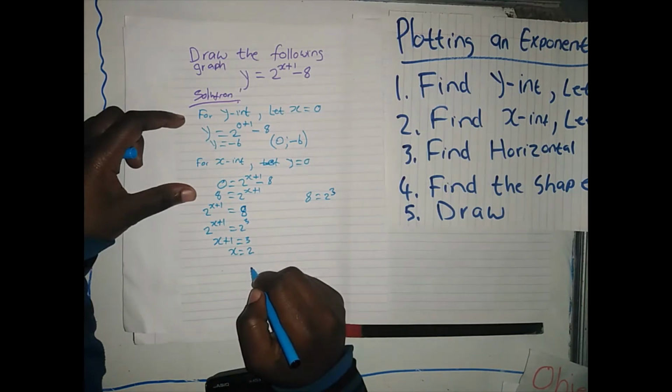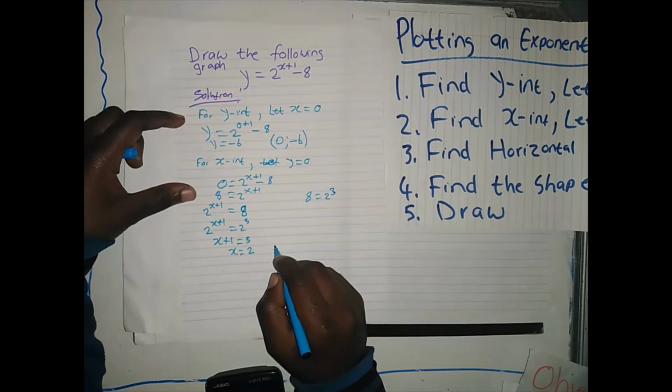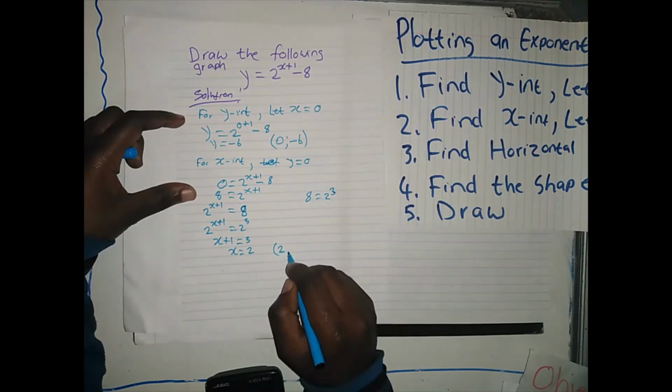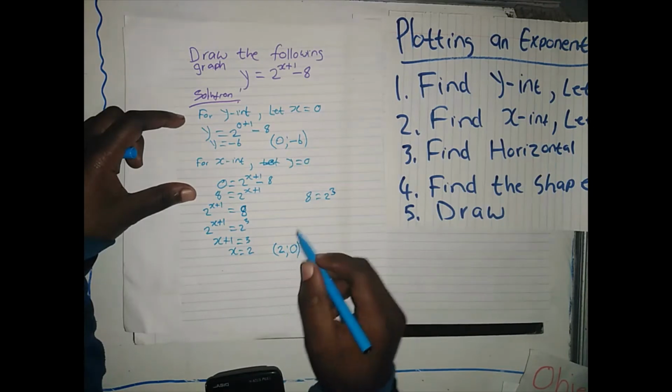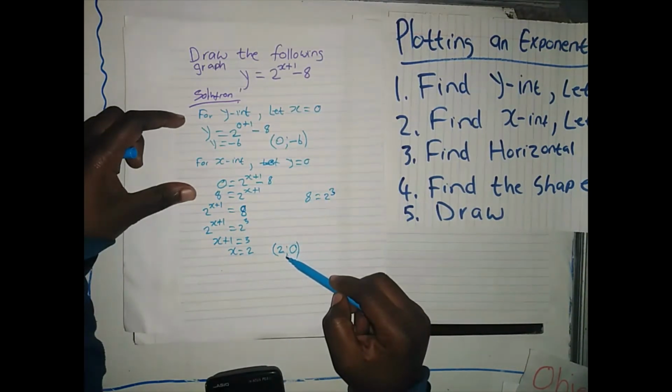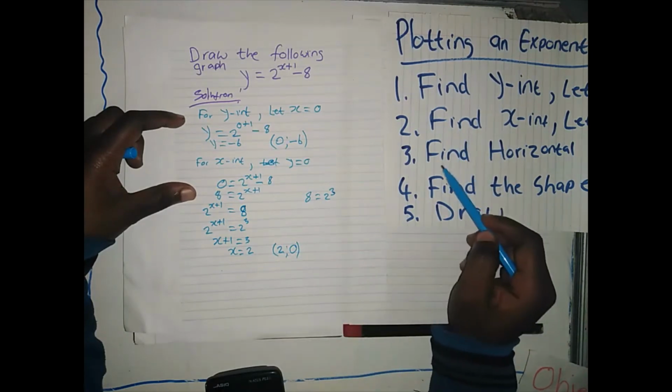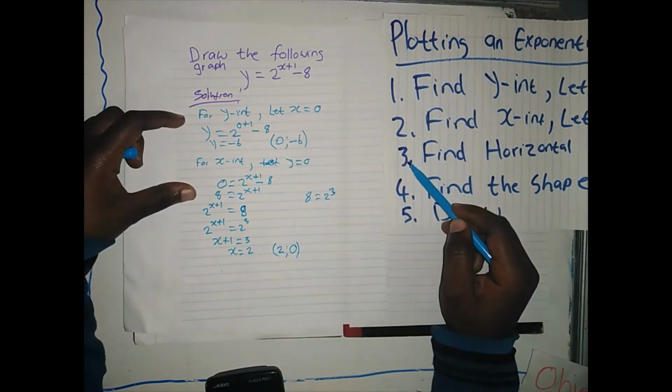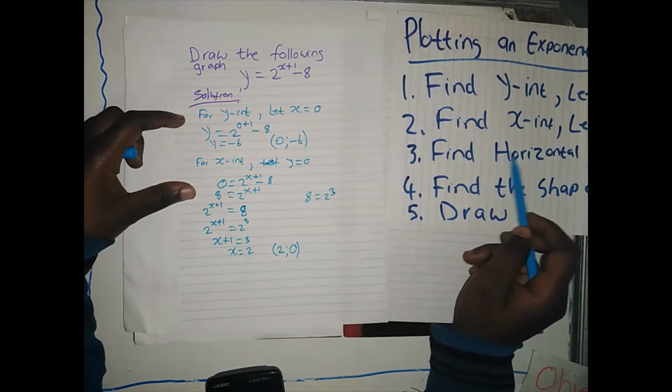So the x-intercept is what? The x-intercept is now a point where x is 2 and then y is what? Y is 0. Okay, so you've got this point now, and then you've got this point. Okay, so number 2. Now, find the horizontal asymptote.